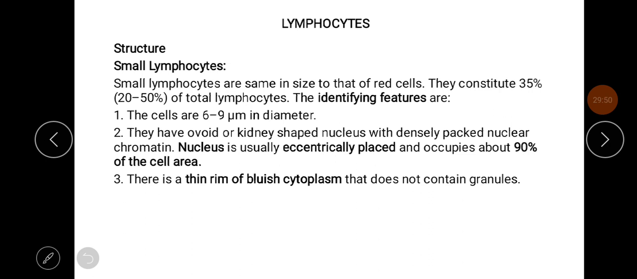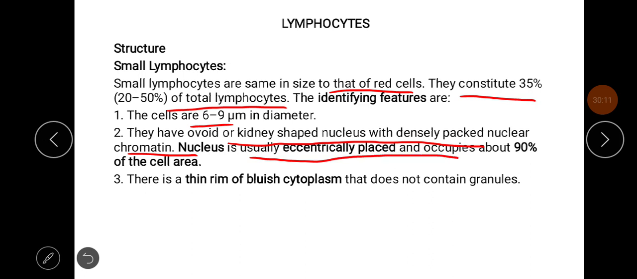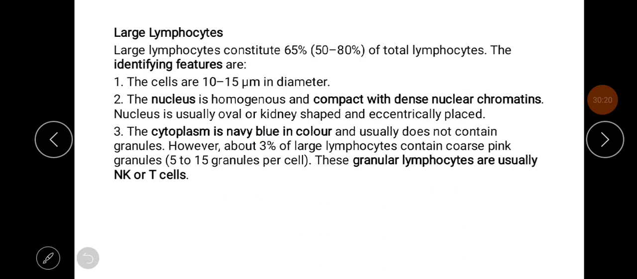Lymphocytes are about the same size as red blood cells. Small lymphocytes constitute around 35% of the lymphocytes, and the identifying features are they are 6 to 9 microns in diameter. They have an ovoid or kidney-shaped nucleus with densely packed nuclear chromatin. The nucleus is usually eccentrically placed, which occupies about 90% of the cell area. There is a thin rim of bluish cytoplasm that does not contain granules.